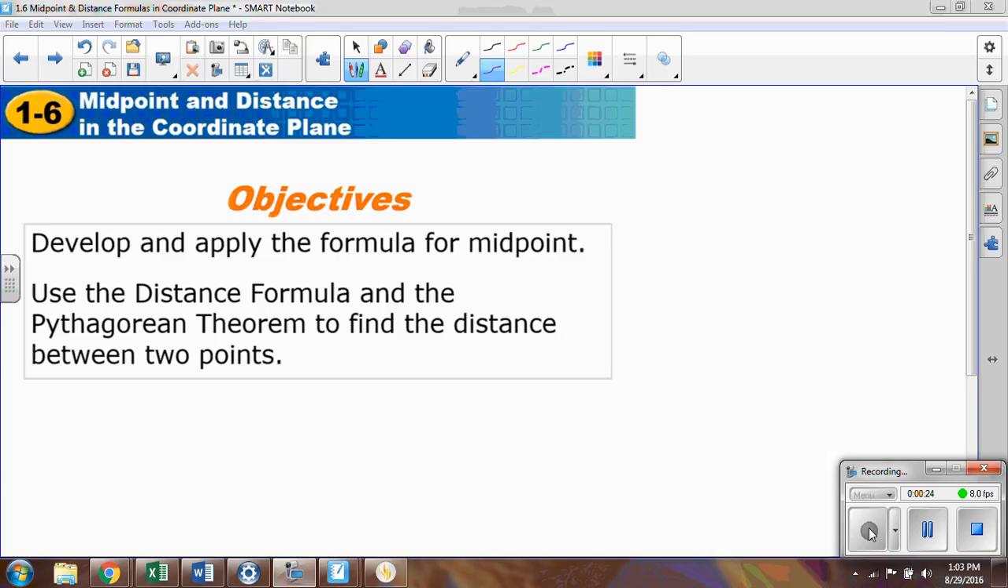Secondly, we also want to be able to work with the distance formula. And we're going to see that the distance formula is the Pythagorean theorem. It really is nothing different. It's just the Pythagorean theorem written out to fit a very specific context of points in the coordinate plane.